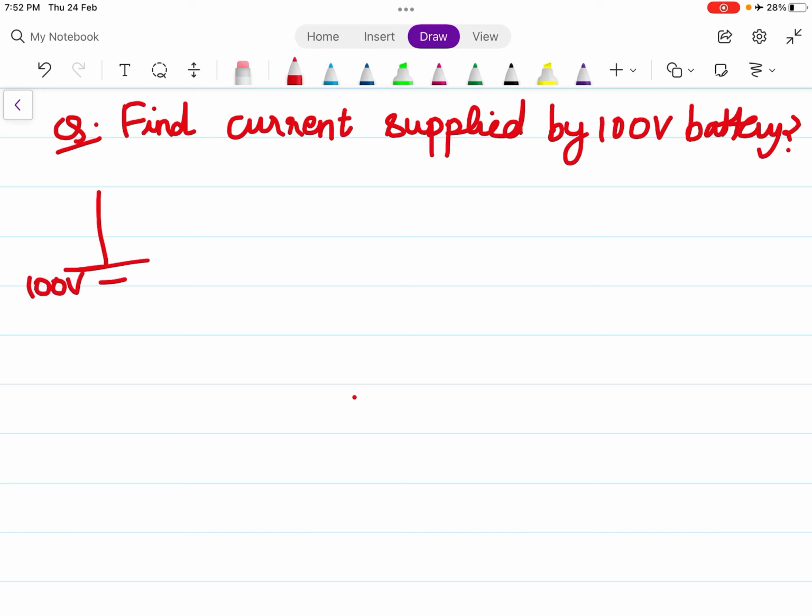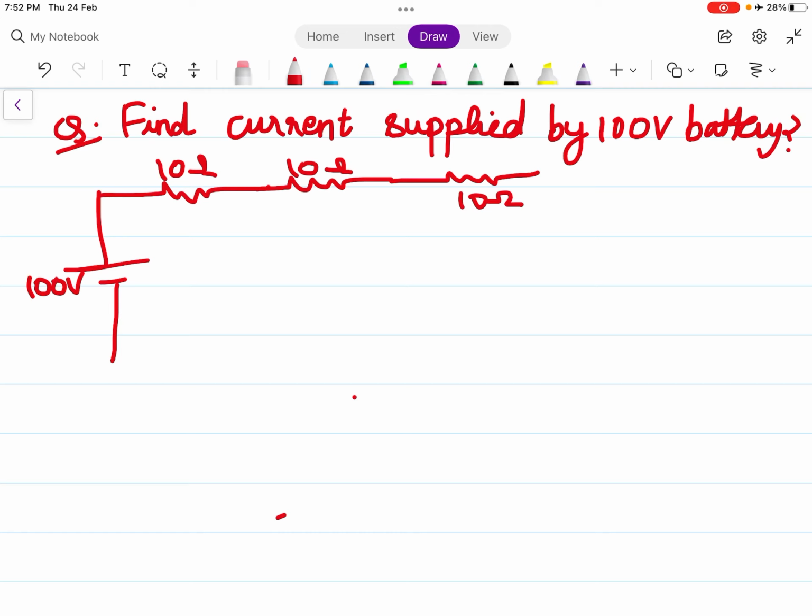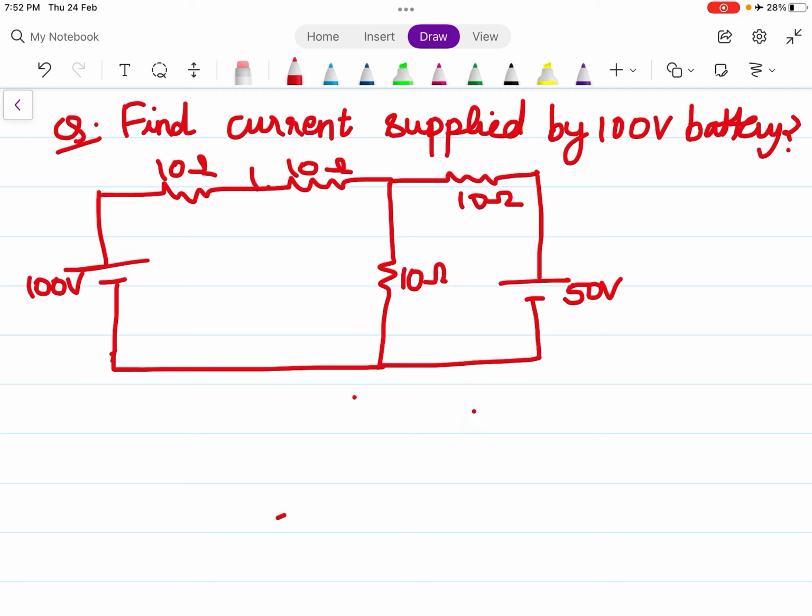So this is the 100-volt battery. This is 10 ohms. This is 10 ohms. This is 10 ohms. This is 10 ohms. This is 50 volts. This is 10 ohms.